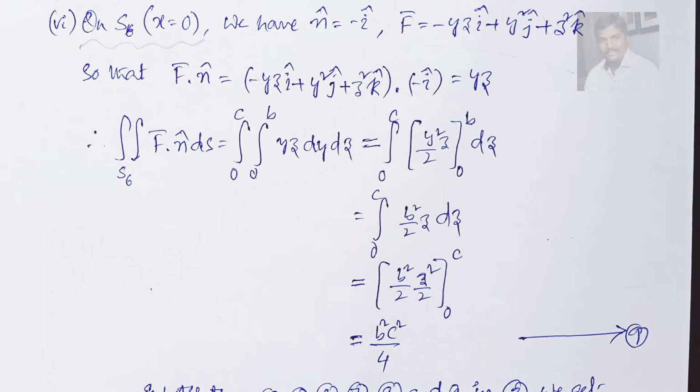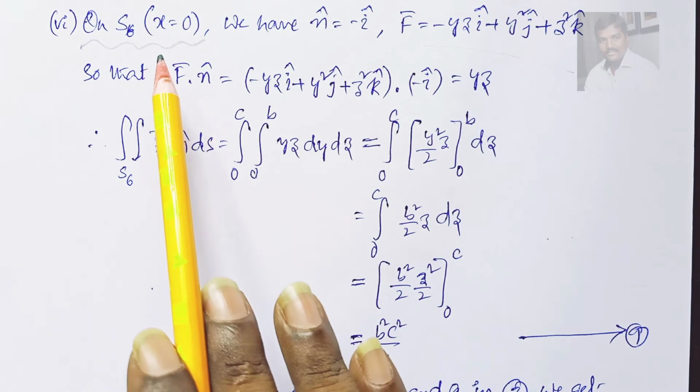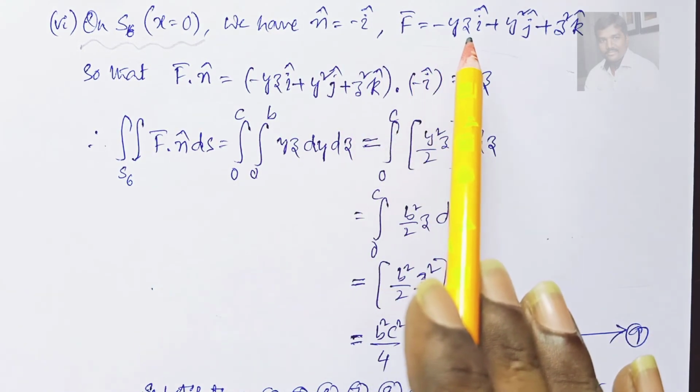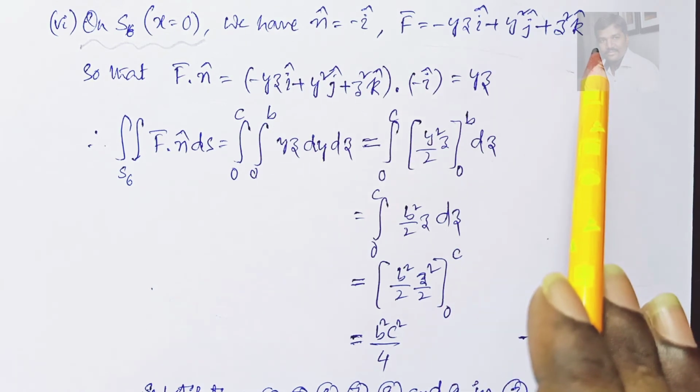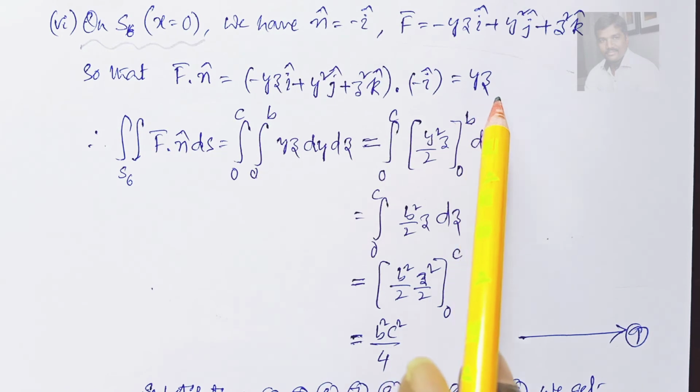Now the last surface, S6, where x is equal to 0. The surface S6 means x is equal to 0. We have n cap is equal to minus i cap, capital F bar is equal to minus yz i cap plus y square j cap plus z square k cap. So F bar dot n cap is equal to yz.